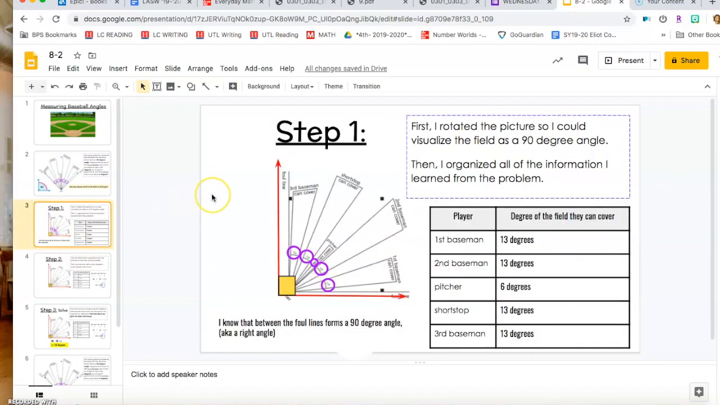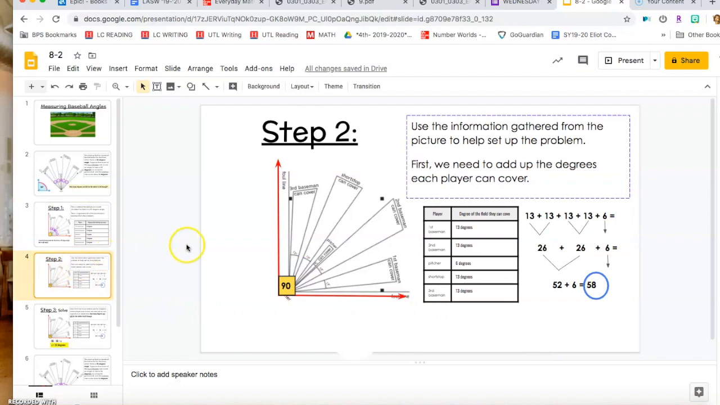Step 1. First, I rotated the picture so I could visualize the field as a 90-degree angle. Then, I organized all of the information that I learned from the problem. I took each of the four infielders and then the pitcher, and I put the degrees of the field that they can cover in a table like this. The first baseman can cover 13 degrees, second baseman 13 degrees, pitcher 6 degrees, shortstop 13 degrees, and the third baseman can also cover 13 degrees.